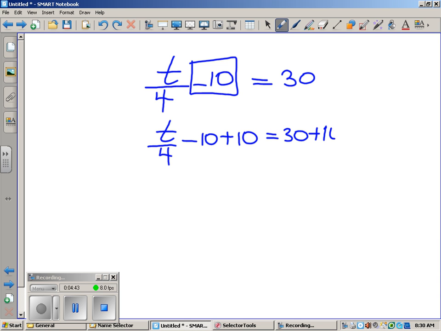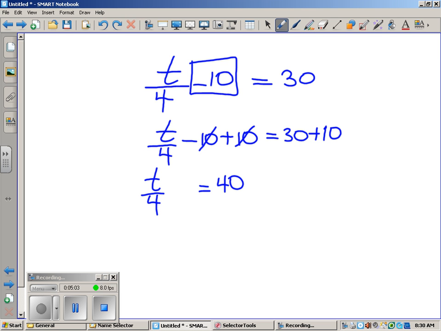When we add 10 to both sides, these will cross out, which was our whole point in doing it. Over here we have t over 4 equals 40. Now when we have t over 4 equals 40, I'm just going to move this over just a bit. We have to get rid of that 4.